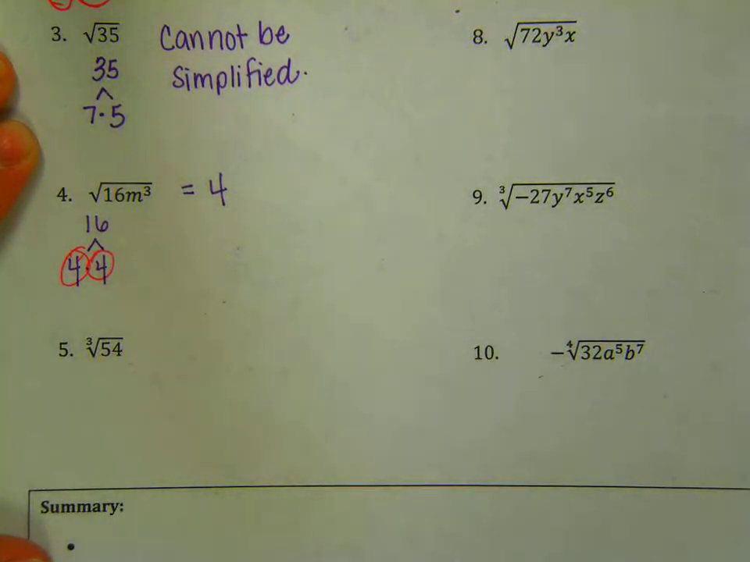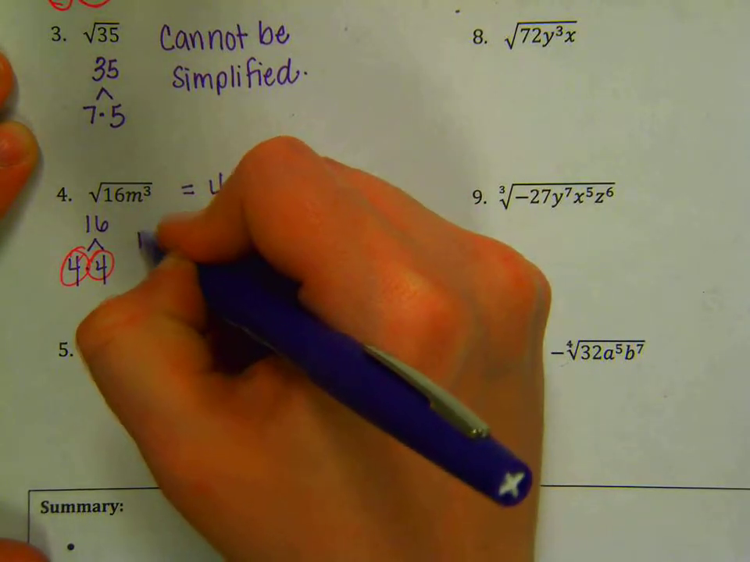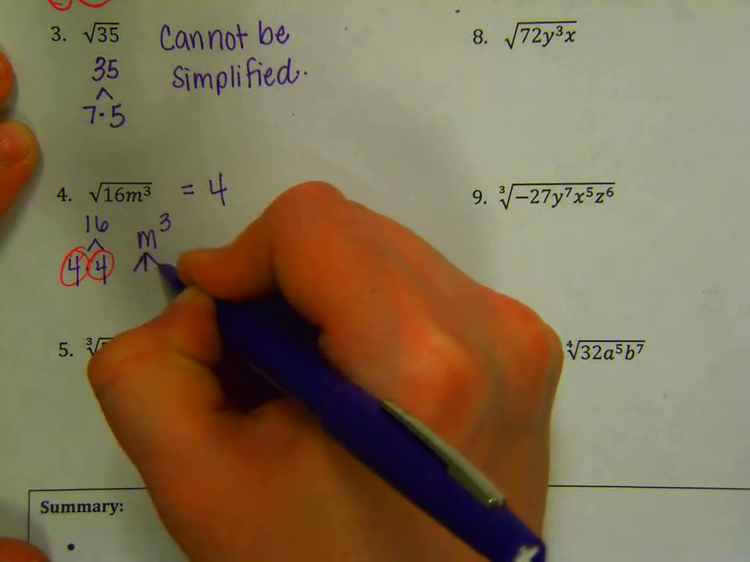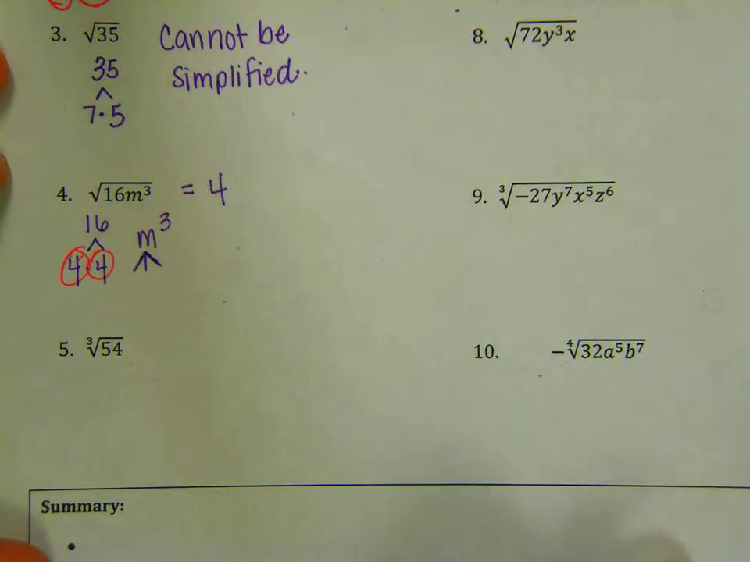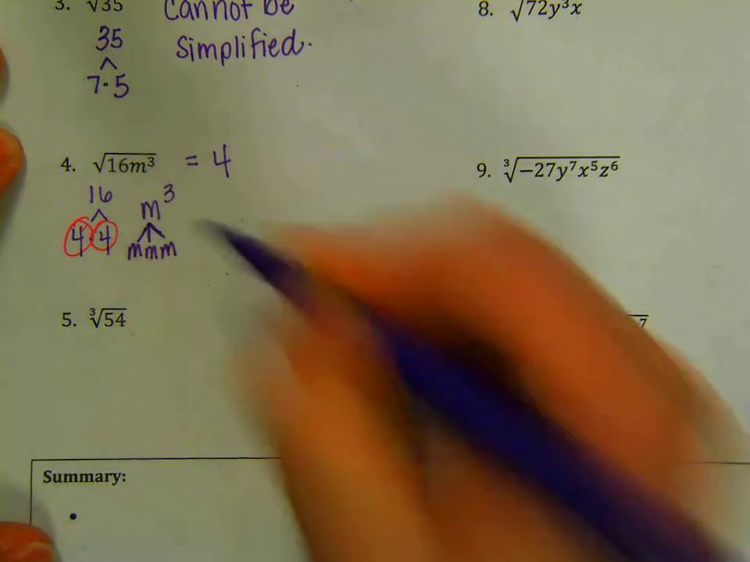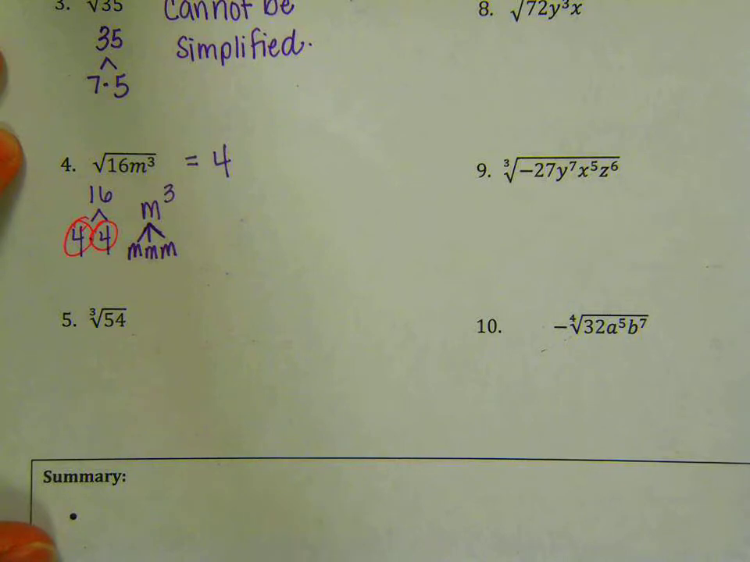But then I'm going to write out m cubed. So m cubed, I'm actually going to have 3 little lines because I can write m cubed as what 3 things? Right, m and m and m. And my index is 2, so that means I'm looking for groups of 2.